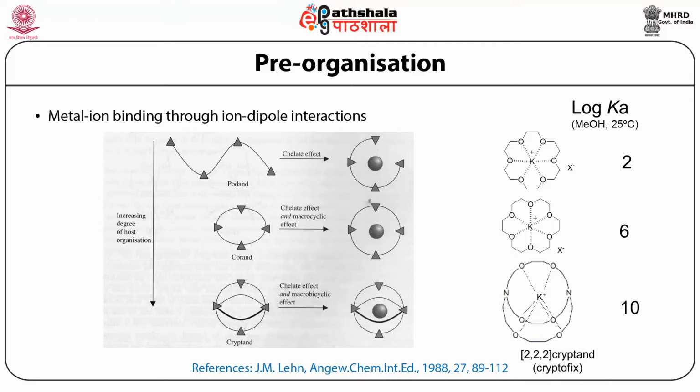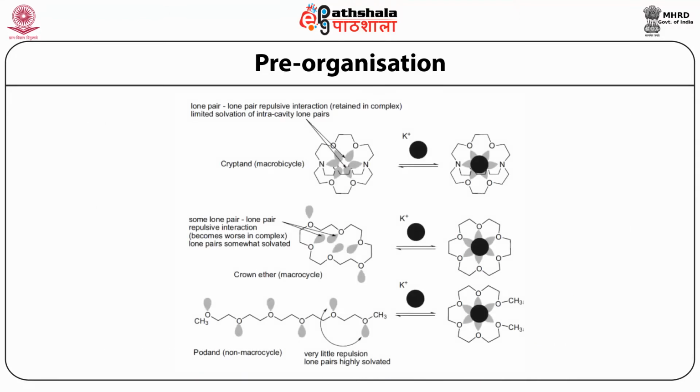If you look at these three systems and their association constants, you see that as you go from podand to coronand to cryptand, the association constant increases. That means the complex becomes more and more stable. This phenomenon is known as pre-organization. In the case of the cryptand, the macrobicycle is already organized, and what you have is lone pair repulsive interactions, and these lone pairs are not solvated, and there is little change in terms of enthalpy.